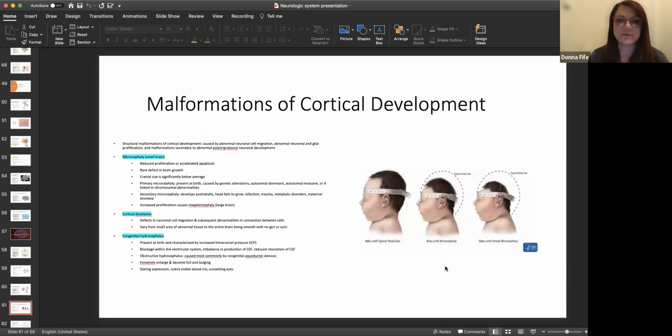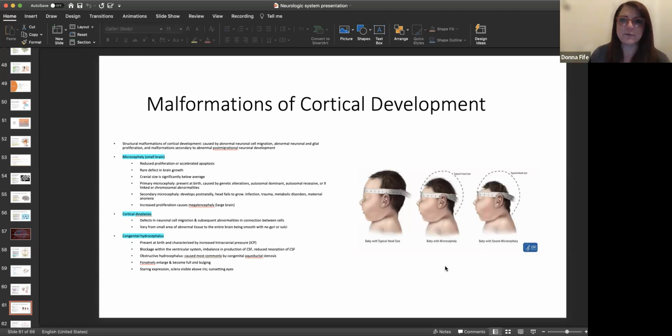Malformations of cortical development. Now, there are structural malformations of cortical development. These are caused by abnormal neuronal cell migration, abnormal neuronal and glial proliferation, and malformations secondary to abnormal post-migrational neuronal development. There can be microcephaly, which is a small brain, in which there's reduced proliferation or accelerated apoptosis. And this is a rare defect in brain growth.